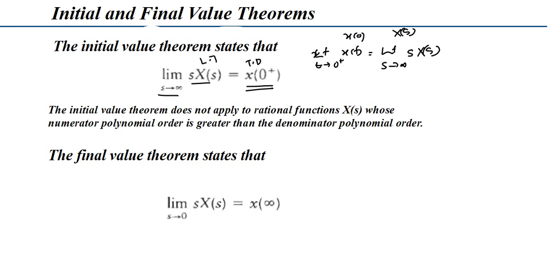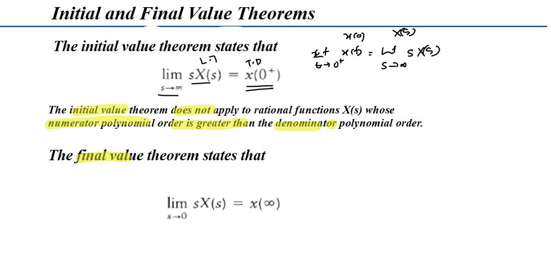One more condition you need to remember: the initial value theorem does not apply for a rational function whose numerator polynomial order is greater than the denominator polynomial order. So always remember, if there is a question like this, the initial value theorem is not applicable. Now we will discuss the final value theorem.